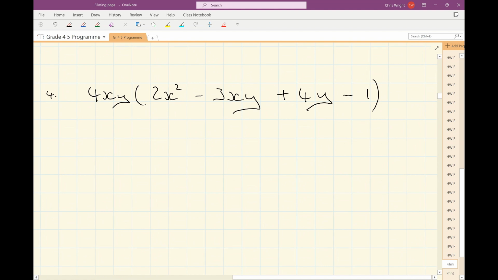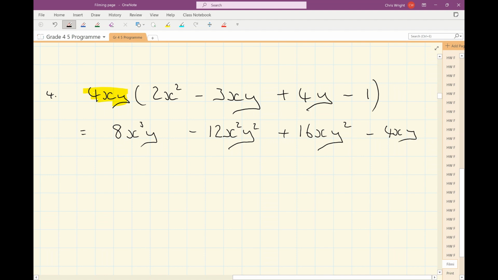Let's have a look. So I've got 4xy multiplied by 2x squared. Well, that's going to give me 8x cubed y. Copy the sign. 4xy times 3xy. Well, that's 4 threes are 12, and then I've got the x times the x and the y times the y. Copy the sign. 4xy times 4y. 4 fours are 16, x, y squared. And then minus 4xy times 1 is simply 4xy.